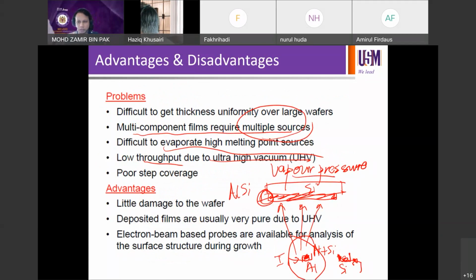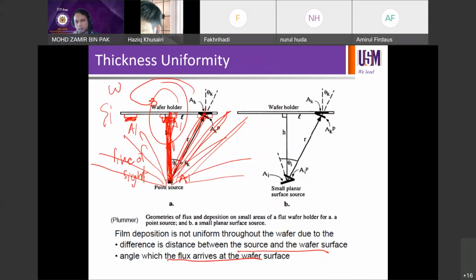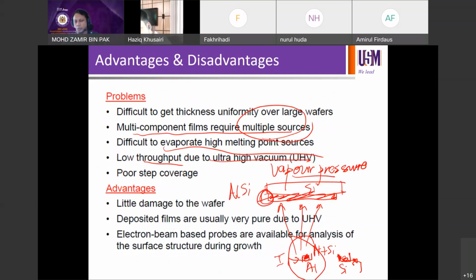Okay, kalau you need UHV, kita dah discuss itu medium rough vacuum, medium vacuum, and UHV, ultra high vacuum. So if you're not operating on UHV, then you will be okay. Poor step coverage is the issue that we discussed before. Here, if the holder is too big, but that can be mitigated by rotation, real-time rotation. Okay, advantages of this system or this process: little damage to the wafer because the energy is not that high. There's no bombardment effectively. And then deposited films are usually very pure, the UHV.